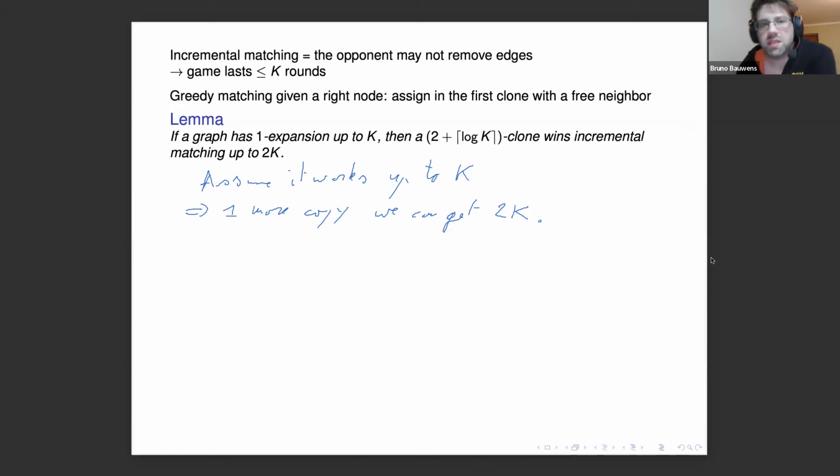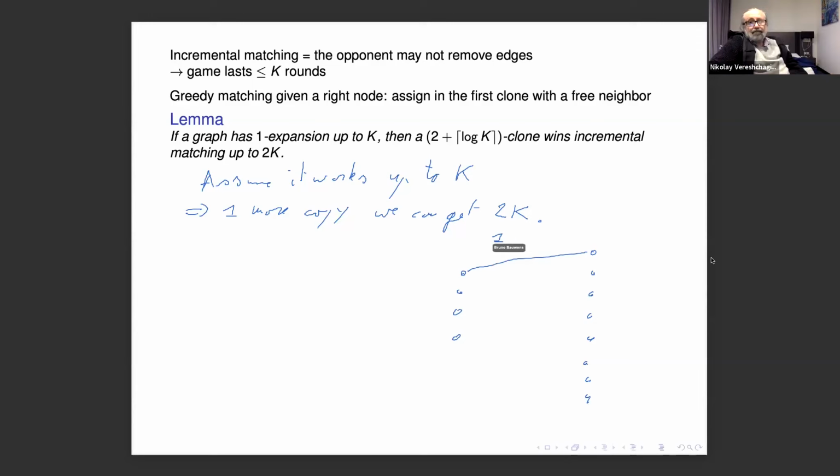Okay, so now assume that with an L clone, we have matching up to K. Now with L plus 1 clone, we get matching up to 2K. So let us prove it, and it's actually not so difficult. So let us make a graph. And so let us look at the first copy of the graph.